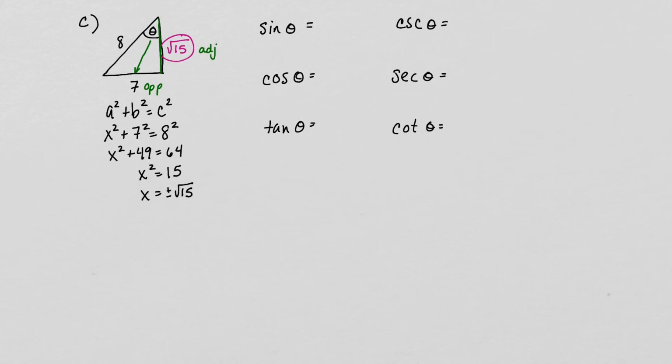So in this case, what would then the sine be? Yeah, 7 over 8. What about the cosine?